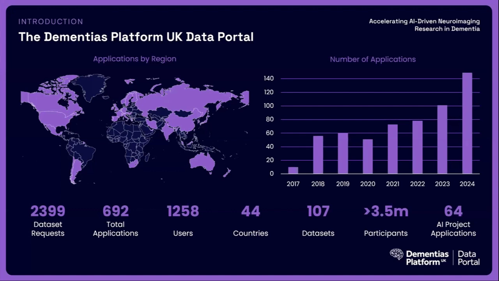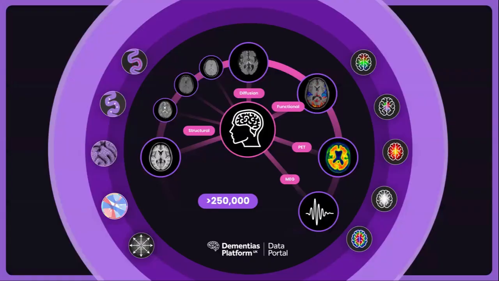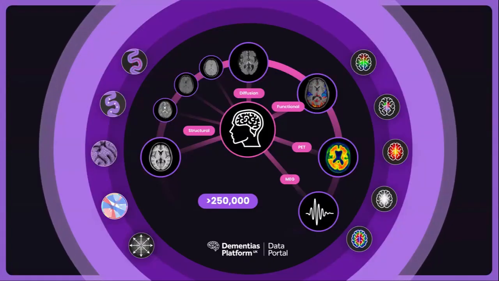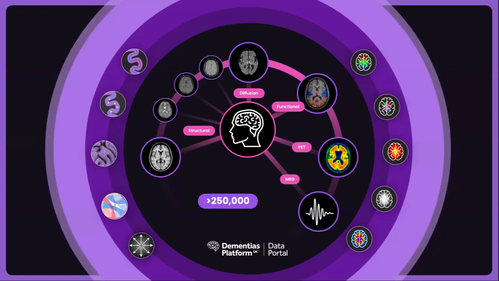Just over the past year alone, we've had 64 AI project applications. And all of this has really meant that we've had to change and adapt as a trusted research environment to be able to support this very large scale research on neuroimaging and AI data for dementia. We currently have around 250,000 brain scans, and this is continually growing every year.